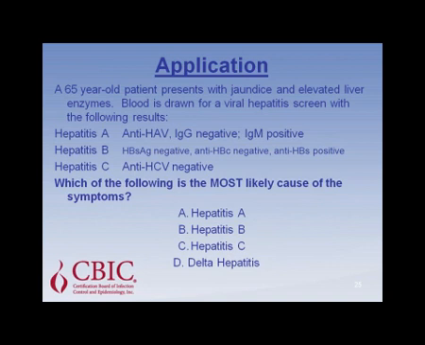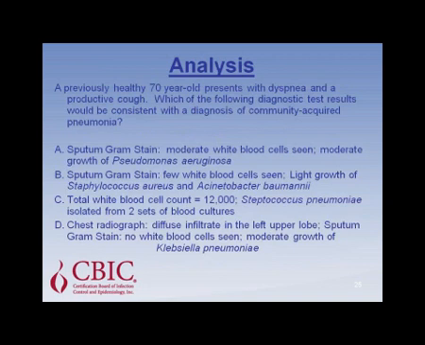The next question is an example of analysis. So you have a previously healthy 70-year-old who presents with a productive cough. Which of the following diagnostic test results would be consistent with a diagnosis of community-acquired pneumonia?